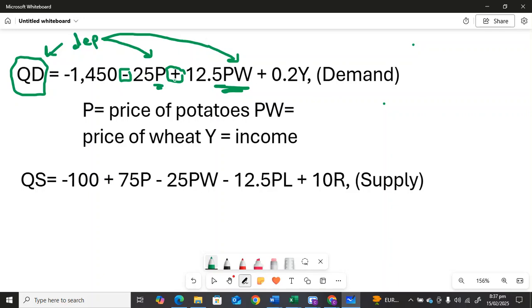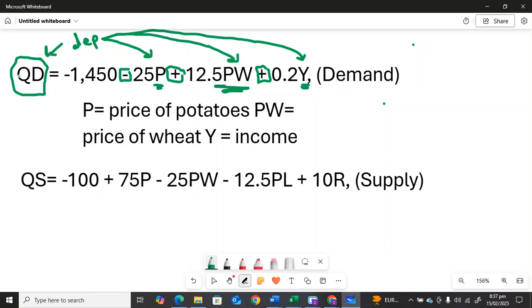Also, the quantity demanded for the potatoes is dependent on income. We have a positive sign here, so it means they're moving in the same direction. Meaning if income goes up, quantity demanded for potatoes will go up. We've got more money, so we can buy more potatoes. If the income goes down, the quantity demanded for potatoes also goes down. Less money, so we can buy fewer potatoes.